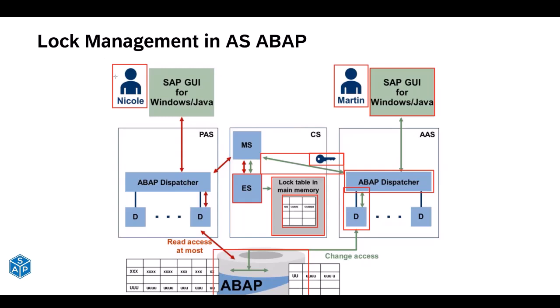Simultaneously, in parallel, what happens? This user Nicole also has some changes to make in the same document. She also opens her SAP GUI program and logs into the system. The request goes to the dispatcher. Again, she's requesting the same document to be opened. This request goes to the dispatcher, which will contact the message server.